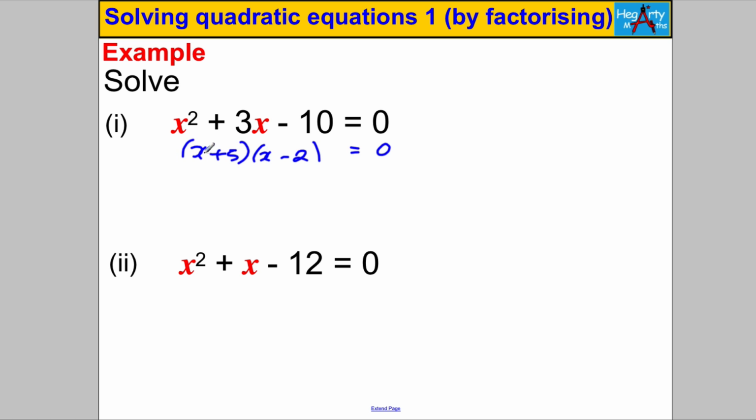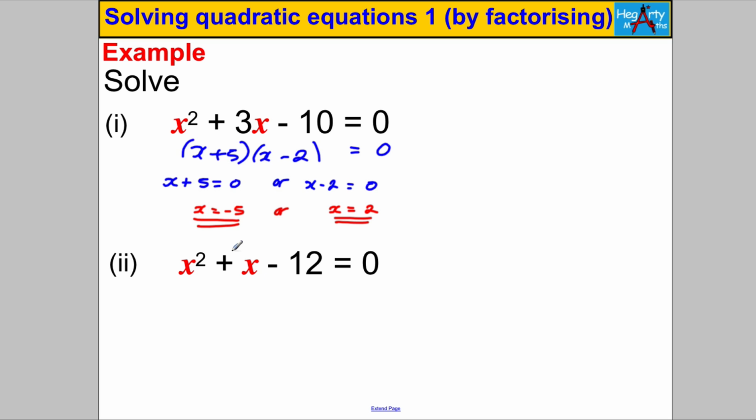Step 1, factorize. Then you make each expression equal to 0. Either x add 5 is equal to 0 or x subtract 2 is equal to 0. In this case, taking away 5 from both sides, x is going to be -5. Or in this case, adding 2 to both sides, x would be equal to 2. There are your two answers.